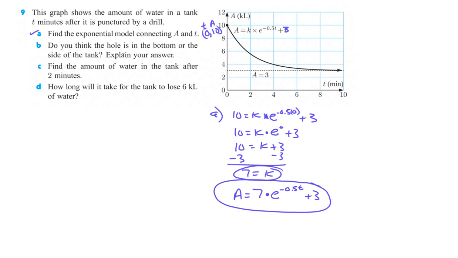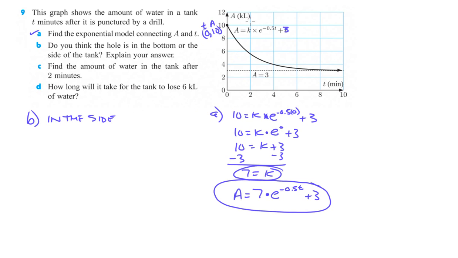Okay? B, do you think the hole is in the bottom or the side of the tank? Explain your answer. Well, here's what I'm thinking. Look, this thing goes down. It's going down all the way until the amount is at 3, and it's pretty much stopping. So you know what my guess is for B? I'm thinking that that hole is in the side.